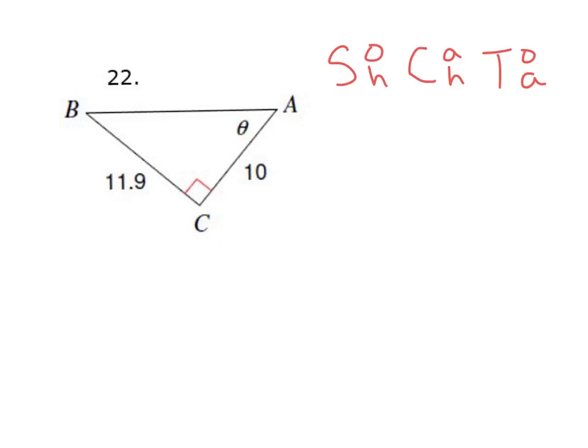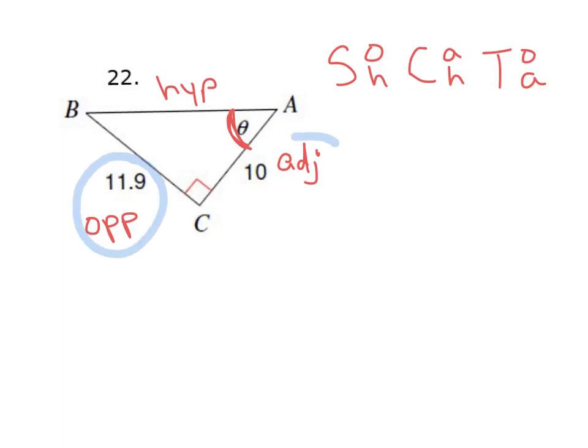I'm going to identify my angle and use that to label my triangle. My 11.9 is my opposite. Across from C, my 90-degree angle is my hypotenuse. And then 10 is my adjacent. Okay, so I know my opposite and I know my adjacent. O and A. O and A is TOA, so I'm using tangent.